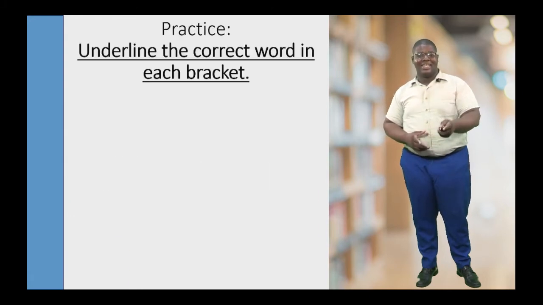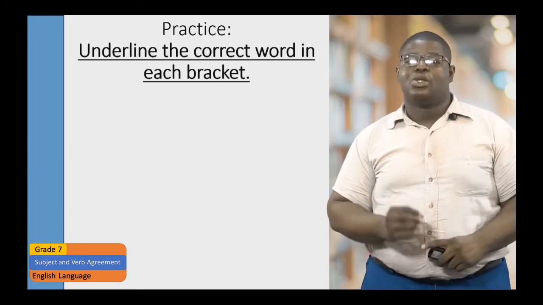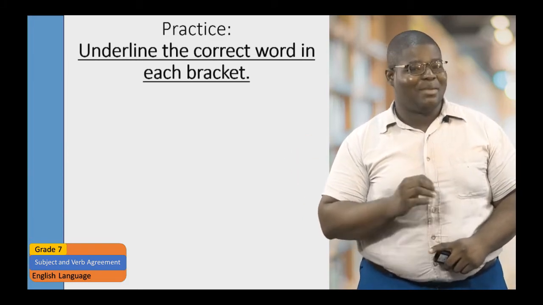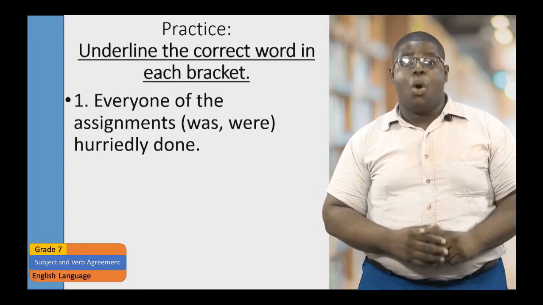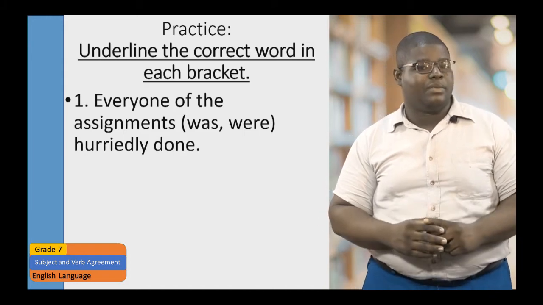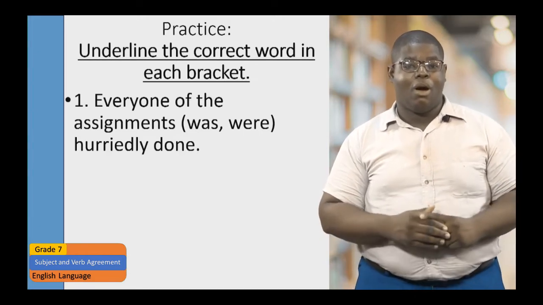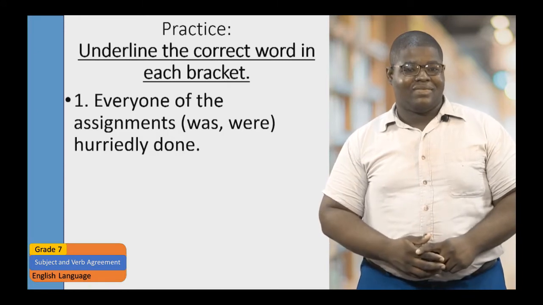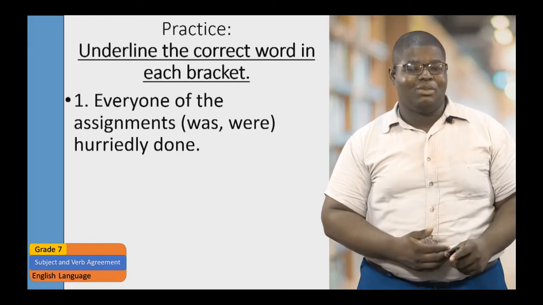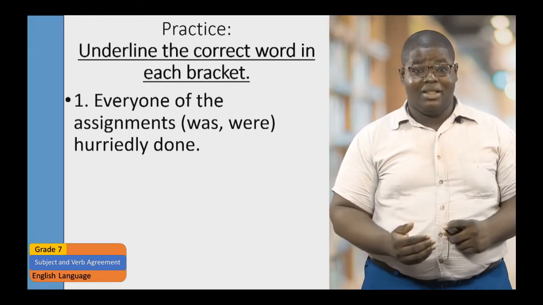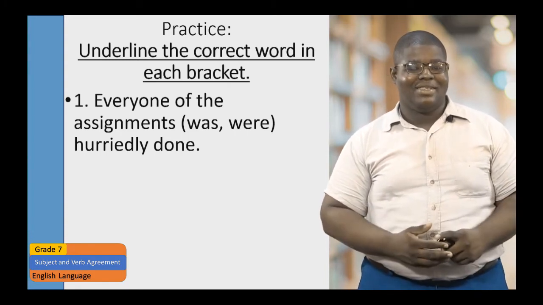Now let's do an activity. So the instruction asks us to underline the correct word in each bracket. Every one of the assignments was or were hurriedly done. What do you think is the answer here? Identify the subject first. And when you're able to identify the subject, you'll now know if the subject is singular or plural. And if it's singular, the verb must be singular. If it's plural, the verb must be plural. So what is the answer?